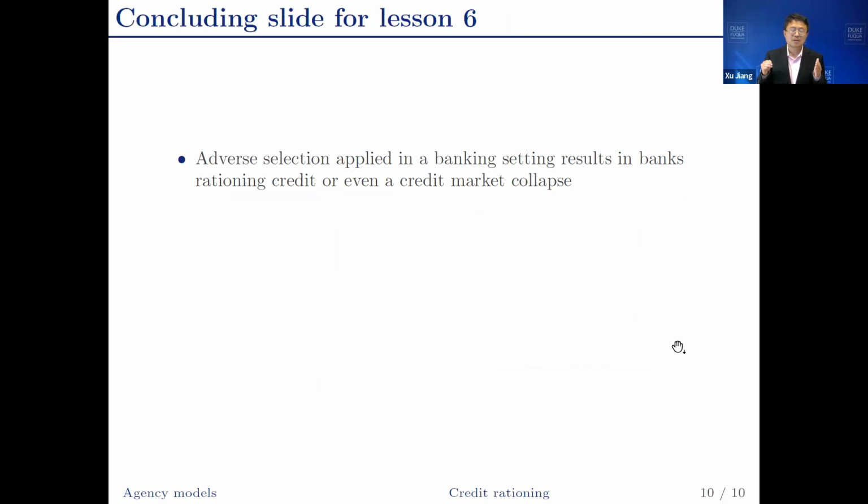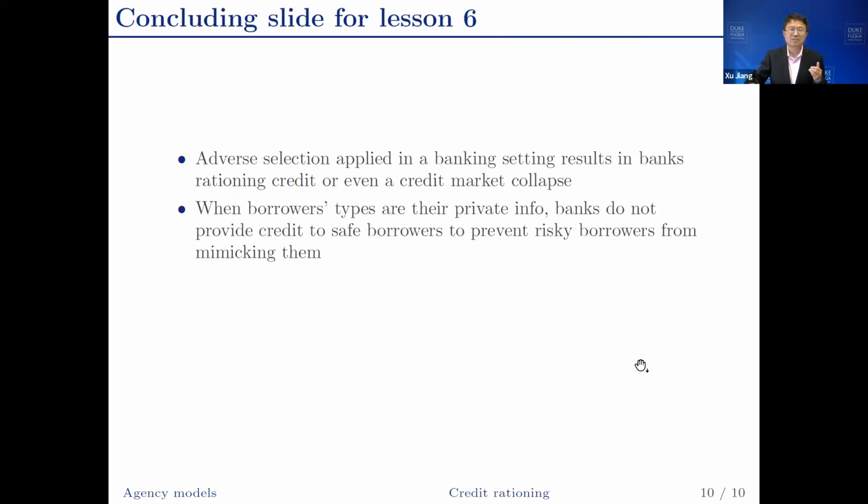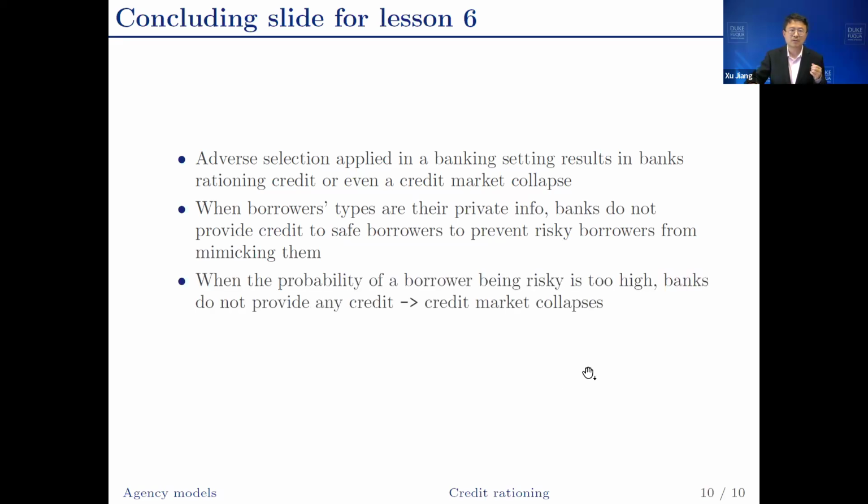So to conclude, adverse selection models applied in a banking setting result in banks rationing credit or a complete credit market collapse. When borrowers have private information about their type, banks are going to ration credit to safe borrowers to prevent risky borrowers from mimicking them. When the probability of a borrower being risky is too high and their project is negative NPV, then the bank is not going to provide any credit because the cost of preventing risky borrowers from mimicking safe borrowers is too high. That results in a complete credit market collapse.